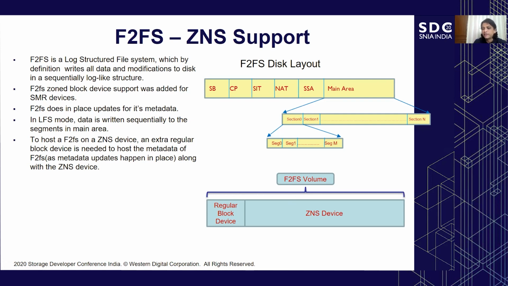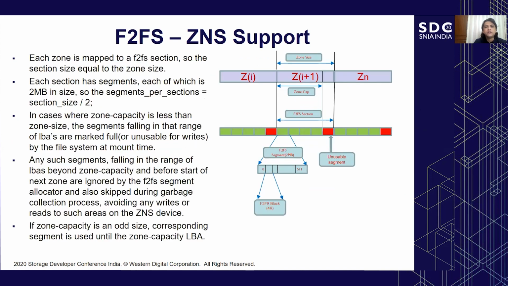So this is how the disk layout is there. Each zone, a ZNS zone, is mapped to an F2FS section. So the section size is equal to the zone size. This was already there. But the problem is that now zone size is not the same as zone capacity.